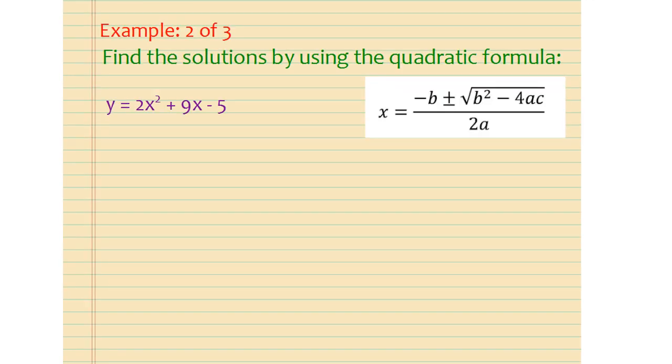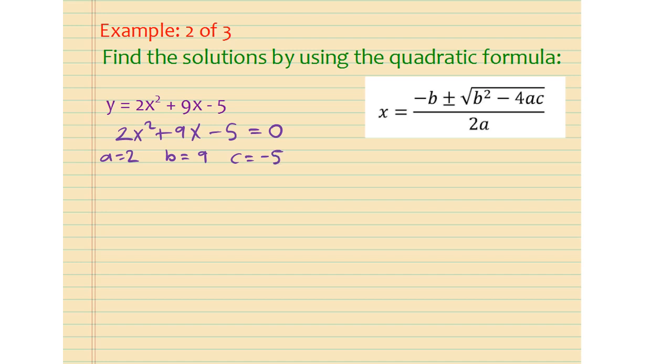Now let's look into solving a quadratic equation by using the quadratic formula. This function, I'm going to write it as 2x squared plus 9x minus 5 equals 0, so I can find the zeros of the function, the solution of the function. I will identify my a, b, and c. a is equal to 2, b is equal to 9, c is equal to negative 5.